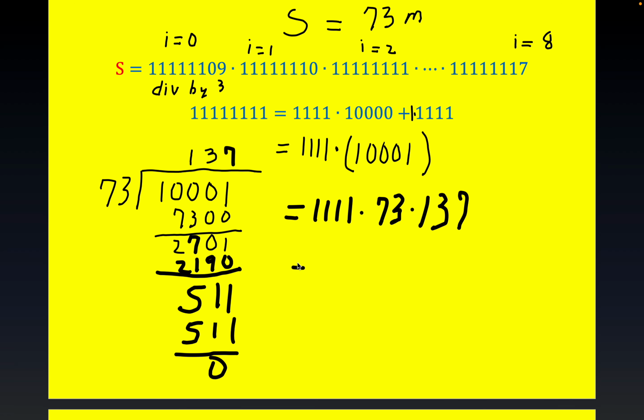We can write this as 73 times, I'm not going to go to the trouble to multiply that. It's because we don't have to. We already have that it's a multiple. That's all we need. Okay? And so it's QED time.